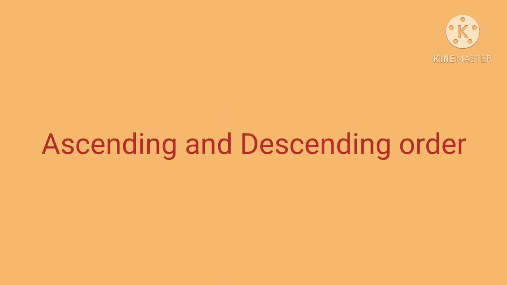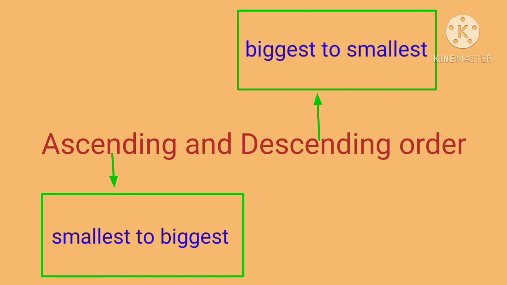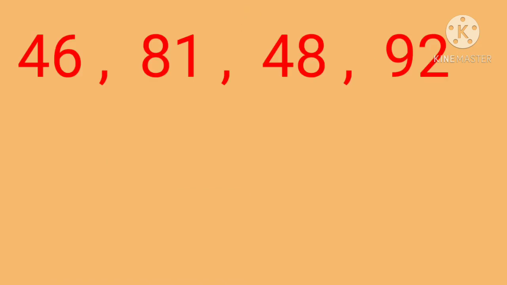Okay. In this lesson, we have learned about ascending and descending order. Do you remember that? Yes. In ascending order, we will arrange the numbers from smallest to biggest. And in descending order, we will arrange the numbers from biggest to smallest. Examples. See children, here you can see four numbers 46, 81, 48, 92. Let us see how to arrange these numbers in ascending order.